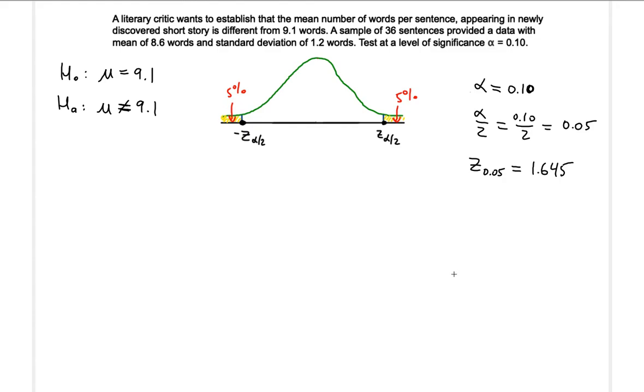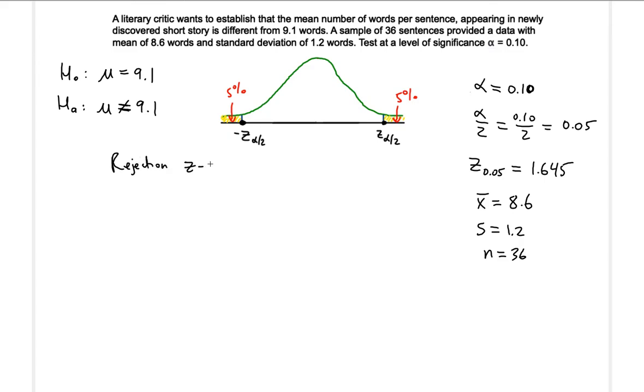Okay, now the next part is going to be finding the sample mean. Well, the sample mean is already given to us. It's 8.6. And the standard deviation of the sample, now notice the standard deviation of the sample is 1.2. And the number of items here is going to be 36. The number of items in the sample, number of sentences in this case. So now we know the observed statistics, but first of all, let's write the rejection.